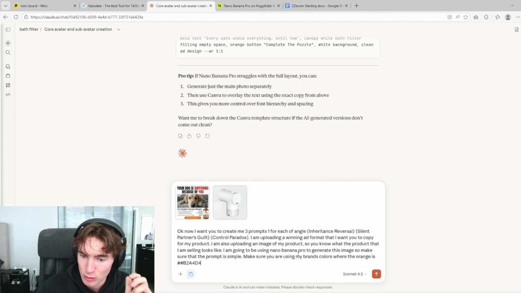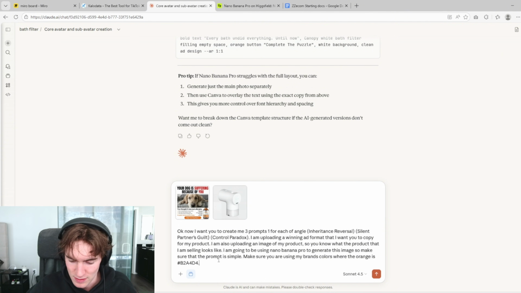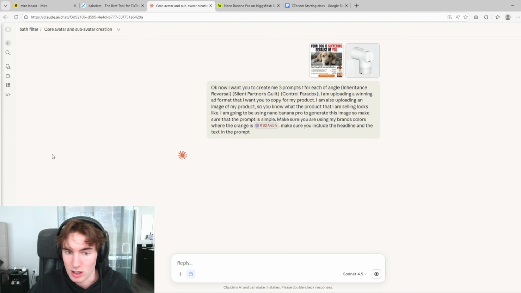I'm also going to be using Nano Banana Pro to generate this image, so make sure that the prompt is simple. And then make sure to use my brand's colors where the orange is. I'm just putting this in because obviously we're not going to want the orange for this product. I just don't think that would look clean. And then also one thing I forgot to put, make sure you include the headline and the text in the prompt. And then boom, just something like that. And then we're just going to send that out and let that cook for a second.